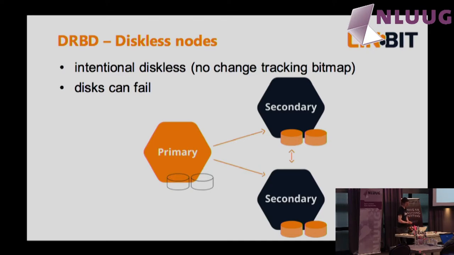So diskless mode: I mentioned that with DRBD 8, the only case was the failed disk. With DRBD 9, you can still have a failed disk and it will still work on the primary because it uses the secondary disks remotely. But you can also have an intentional diskless configuration. That is where you have a DRBD 9 client that doesn't have local storage, it just uses remote storage, similar to an iSCSI.